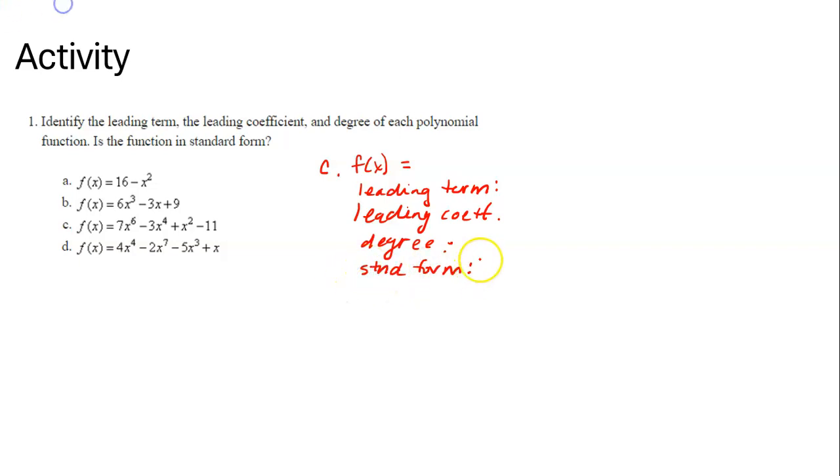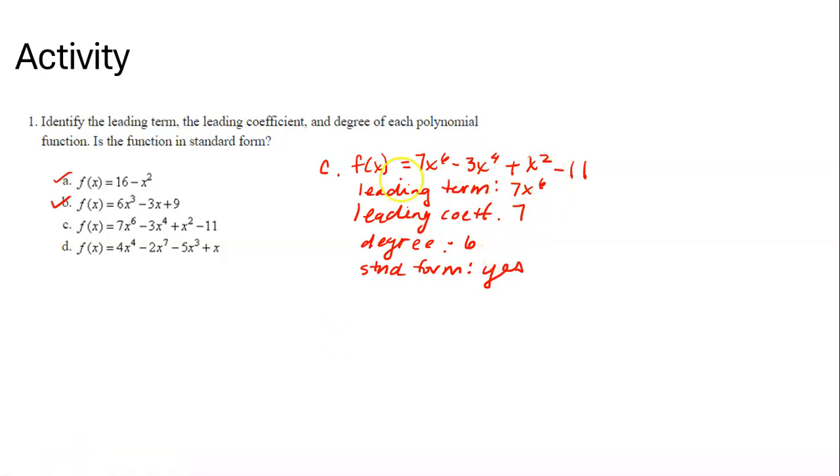I'm just writing this down. So we did A and B on the last video, so we're starting with C and D, and we'll continue with the activities. So for C, this is our function. The leading term is 7x to the 6th. Leading coefficient is 7. The degree is 6 because it's x to the 6th. And yes, this is in standard form.